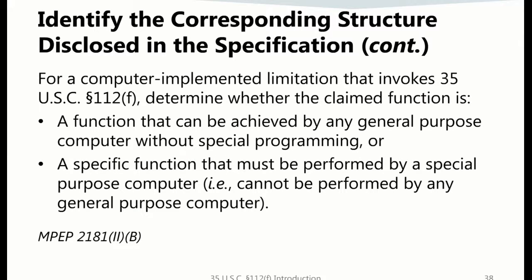For a computer-implemented limitation that invokes 35 U.S.C. 112(f), a general-purpose computer is usually sufficient for the corresponding structure for performing a general computing function, but the corresponding structure for performing a specific function is required to be more than simply a general-purpose computer or microprocessor. Examiners should therefore determine whether the claimed function is one that can be achieved by any general-purpose computer without special programming, or one that cannot be performed by any general-purpose computer. See examples on the next slide.